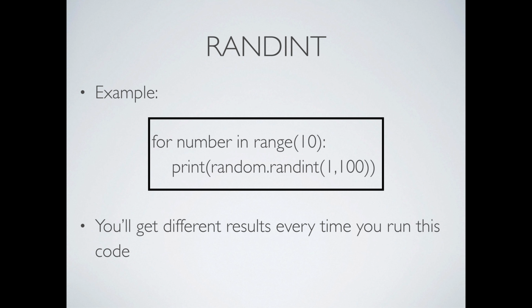Alright, so here's an example. I'll go ahead and make a file and just sort of follow along with you. So this is an example of a for loop. This is going to run 10 times, and each time the for loop runs, it will print some random integer between 1 and 100.